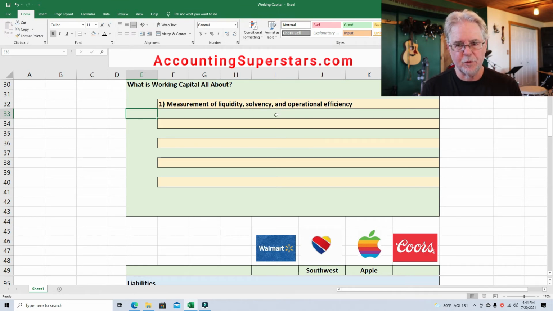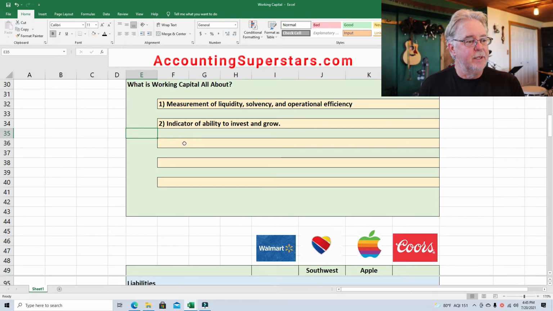Solvency, your ability to pay your bills. And then operational efficiency, like what are they getting done with their working capital? What are they accomplishing? What are their sales compared to working capital? So those are ratios for a future day. So number two, it's an indicator of the ability to invest and grow. If you don't have working capital, you can't invest and grow. It's not going to work. It just won't work, all right?